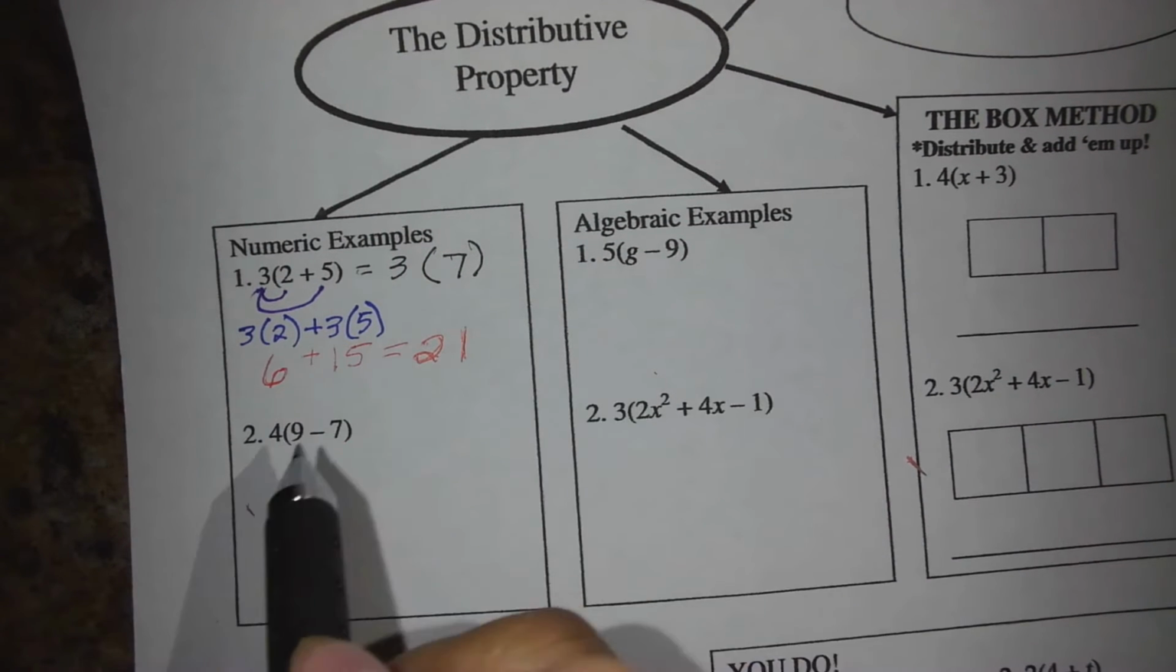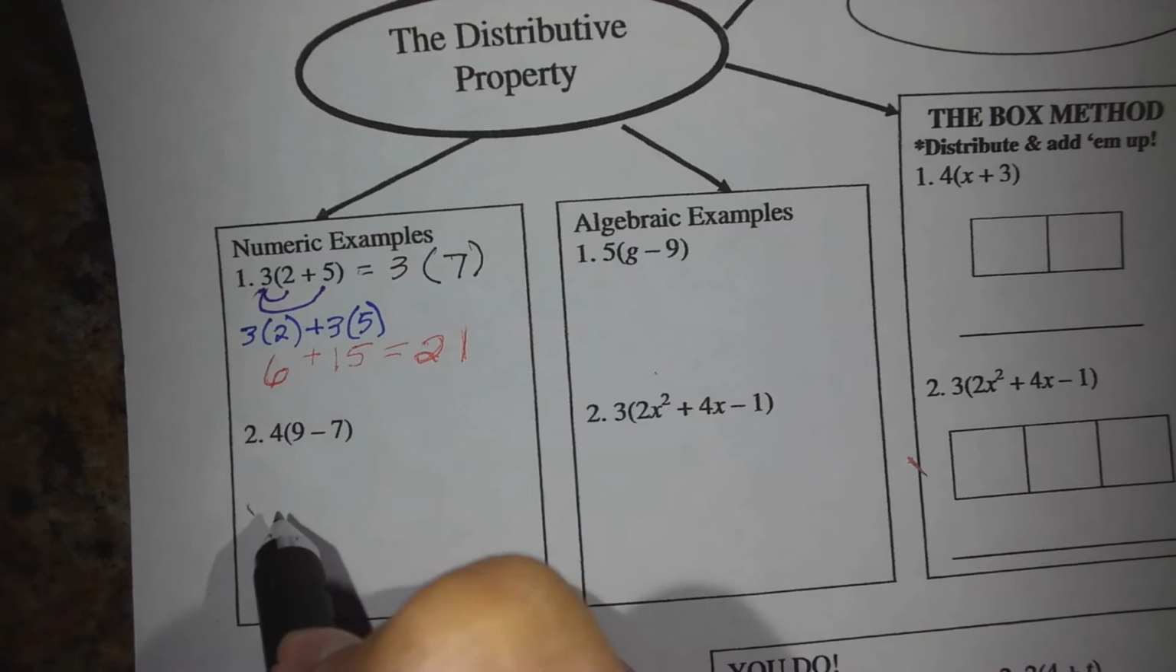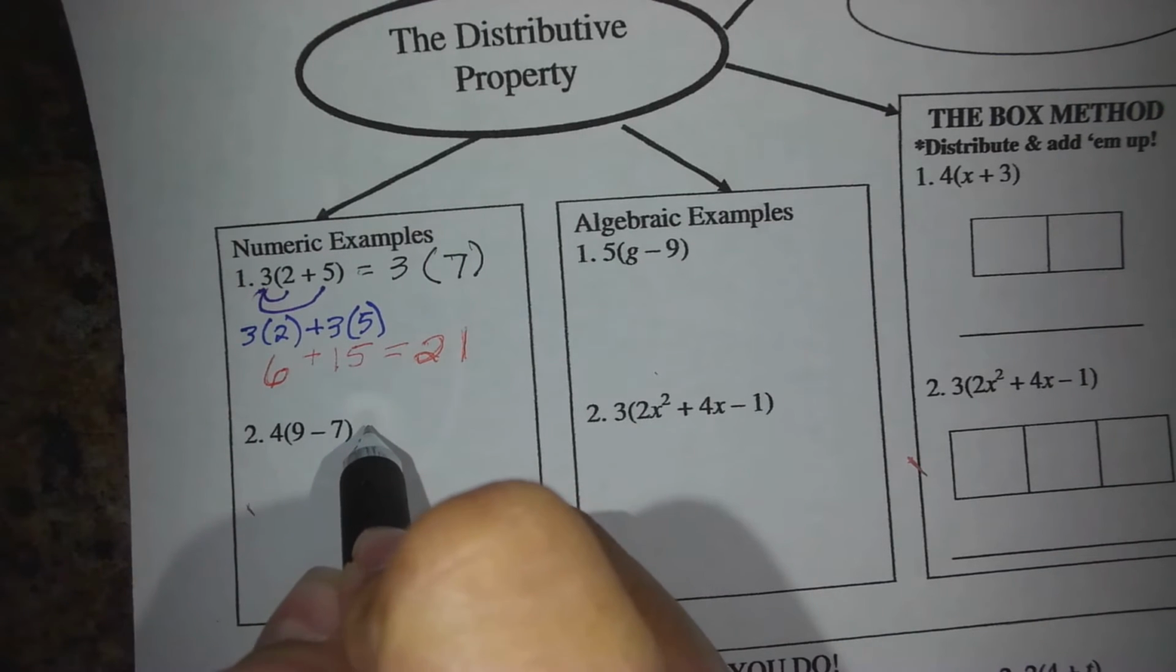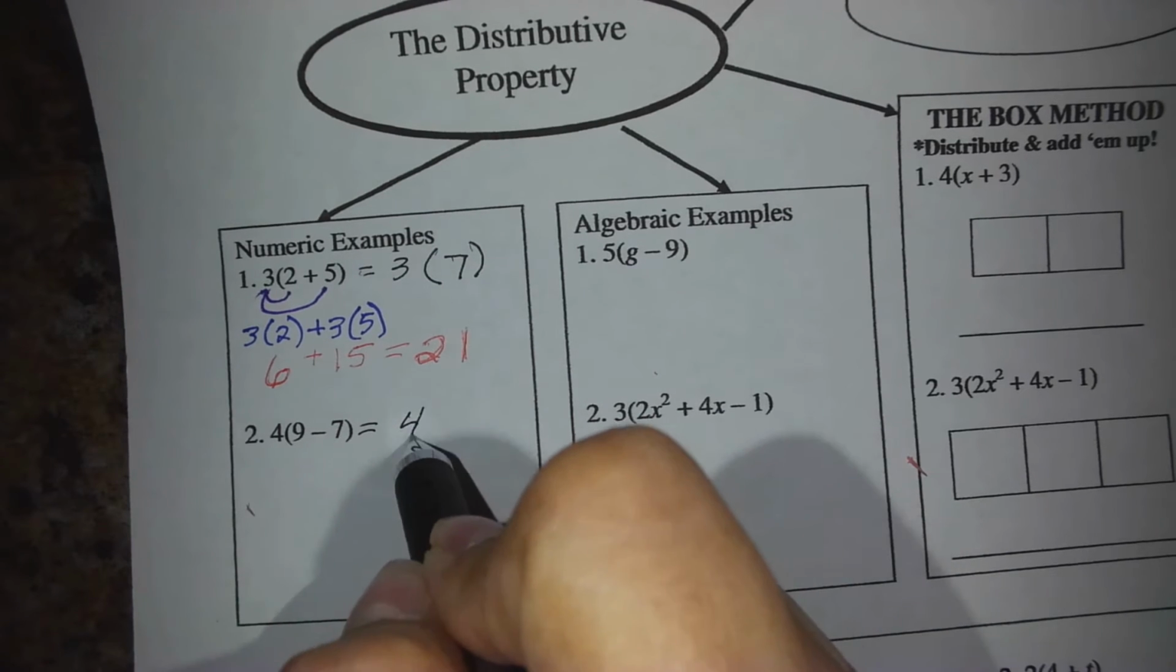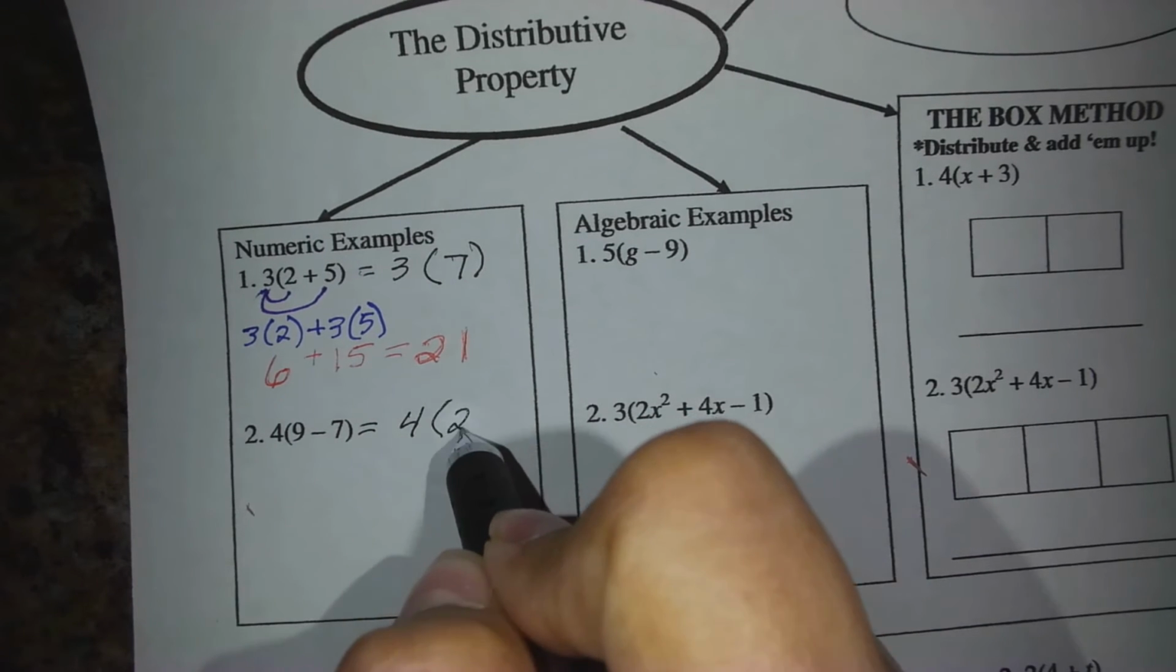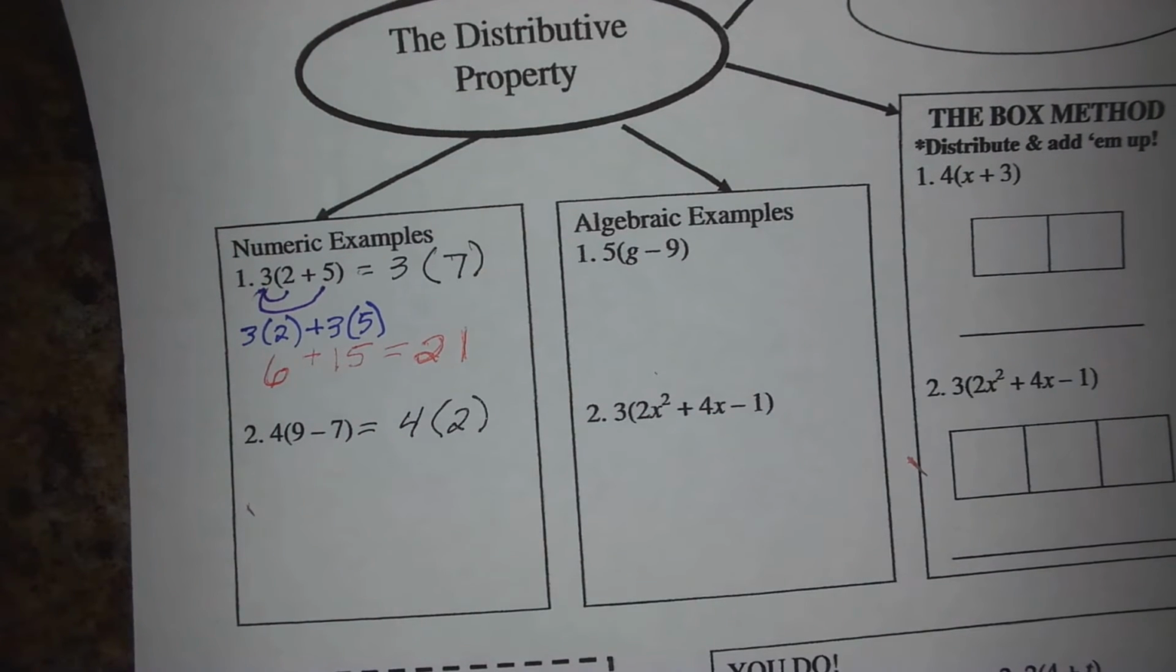Same thing. And again, I already know. Some of you are thinking, but miss, I already know 9 minus 7 is 2. All right then. So you know you're going to have to multiply 4 times the 2. That means you should get an answer of 8. Again, you should get an answer of 8.